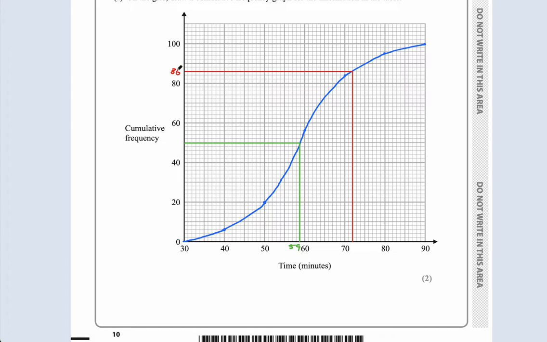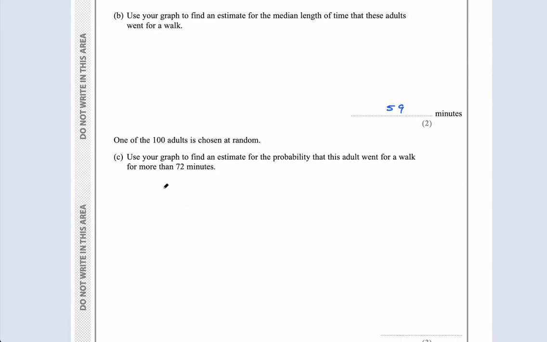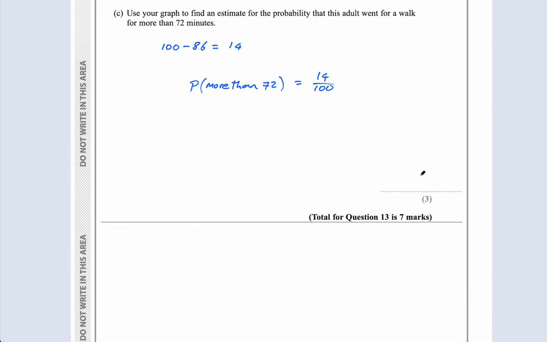So how many adults went for a walk for more than 72 minutes? Well, it's not 86, it's 14, because I have to find out how many are between 100 and 86. So I'm going to do 100 minus 86. 100 minus 86 is 14. So the probability of more than 72 equals 14 out of 100. You can simplify it if you want, but you don't have to. So it's just 14 over 100.